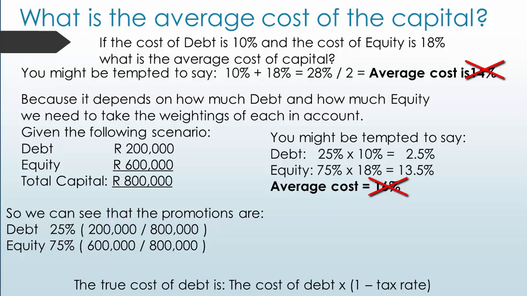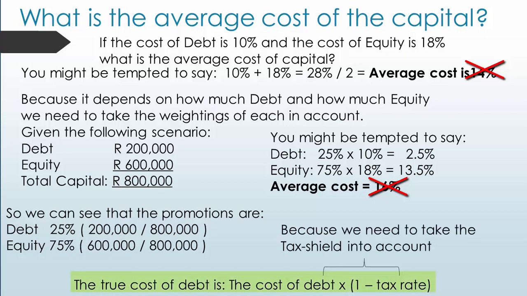And we need to calculate the true cost of debt. We take the cost of debt, its cost minus the tax rate, and this we call the tax shield. We have to take into account the tax shield when we do this calculation. And let me explain to you how this comes about.